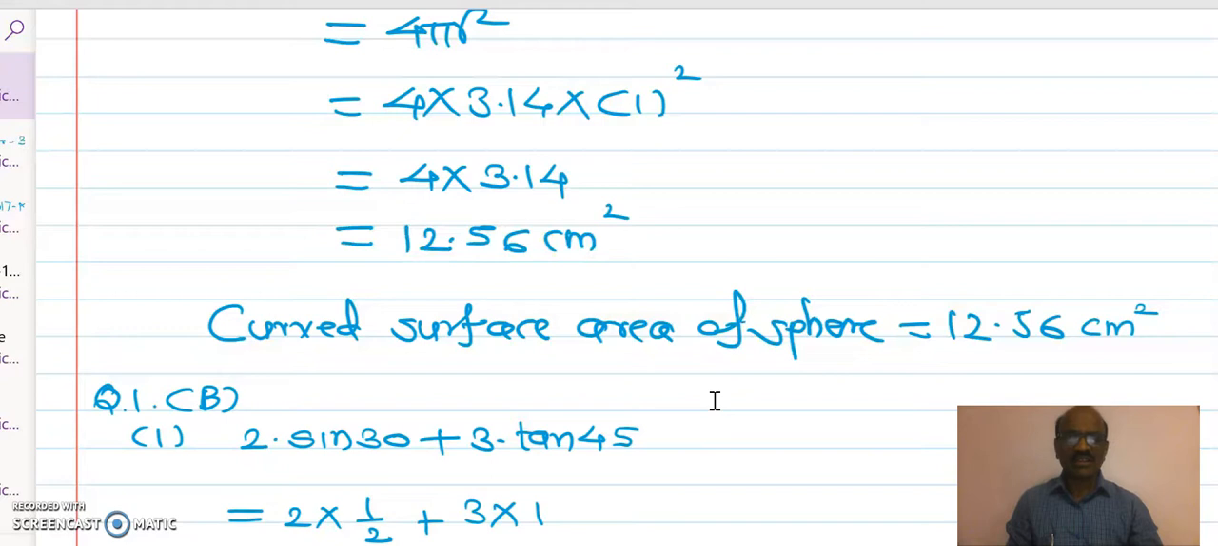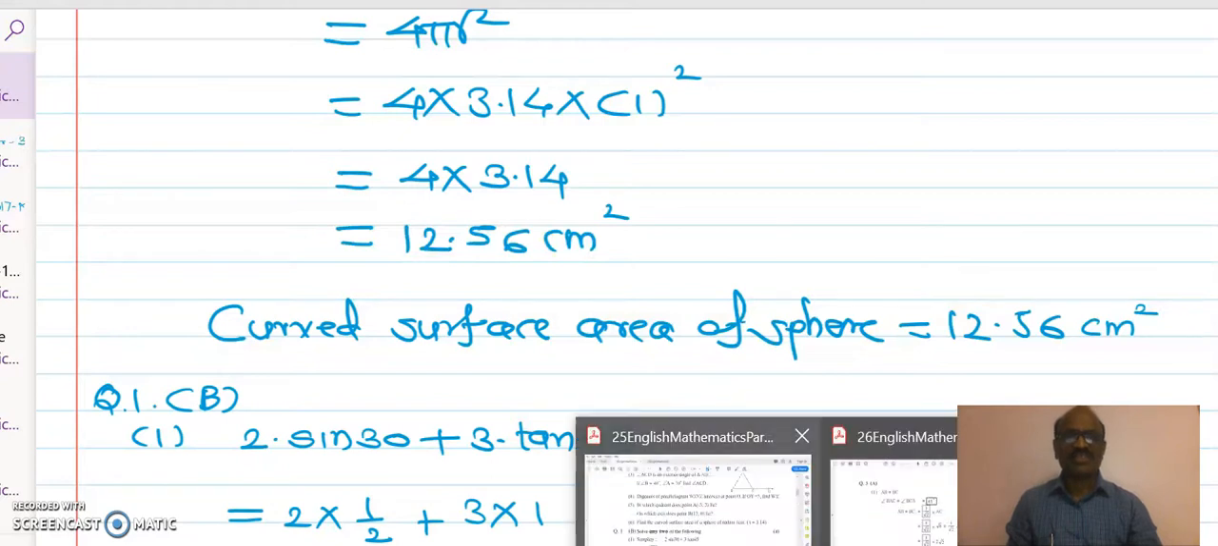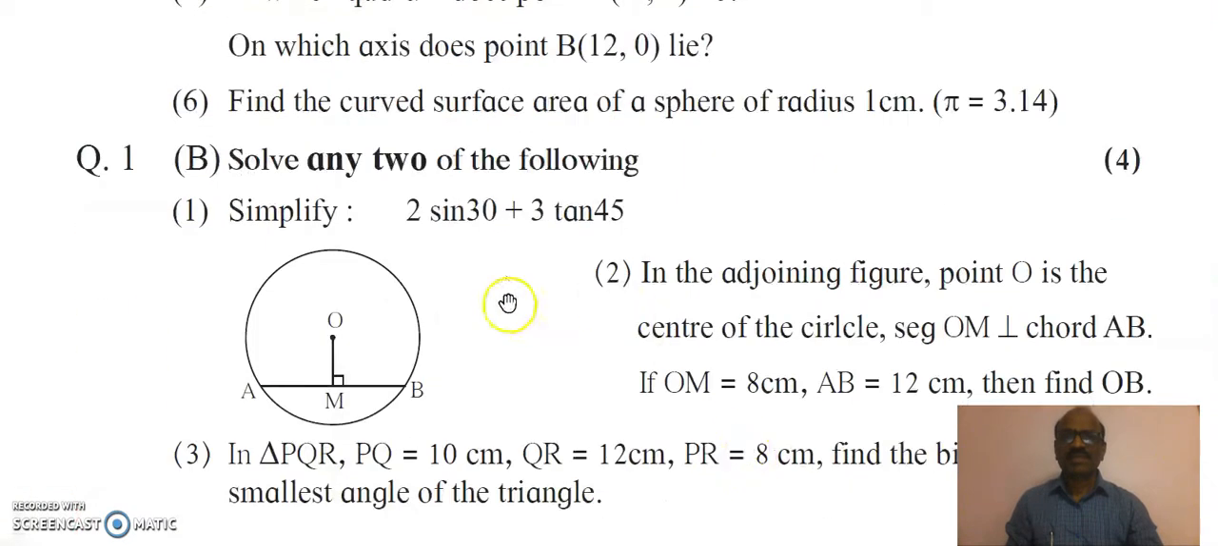Now the question number 1b. Now see this, question number 1b. Simplify: 2 sin 30 plus 3 tan 45.